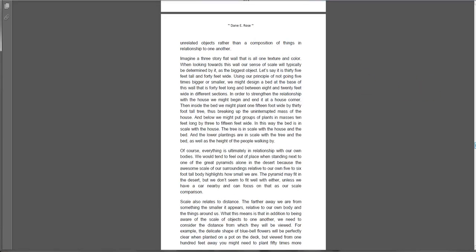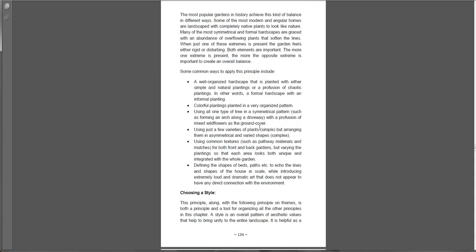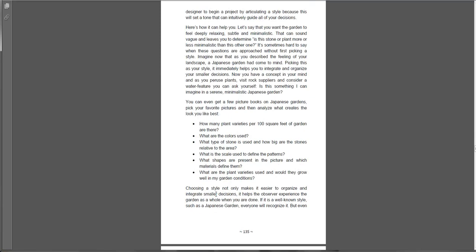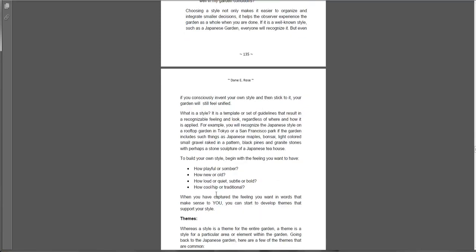And the next thing we have is a balance between boredom and chaos, formality and informality. You want to have certain things that integrate the garden. You also want to have things that bring interest. And so there's different ways of applying that. And then finally, there's choosing a style and choosing some themes. You can have an Asian style, a cottage style, etc.